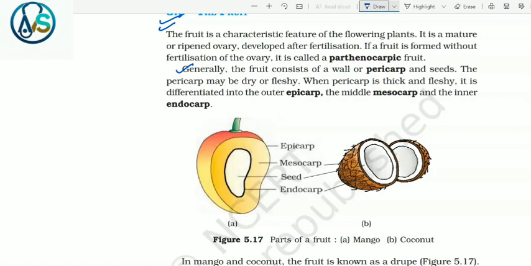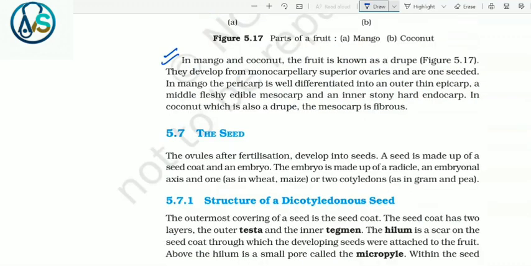When pericarp is thick and fleshy, it is differentiated into outer epicarp, the middle mesocarp and the inner endocarp. In mango and coconut, the fruit is known as drupe. They develop from monocarpellary superior ovaries and are one-seeded. In mango, the pericarp is well differentiated into an outer thin epicarp, a middle fleshy edible mesocarp, and an inner stony hard endocarp. In coconut, which is also a drupe, the mesocarp is fibrous.